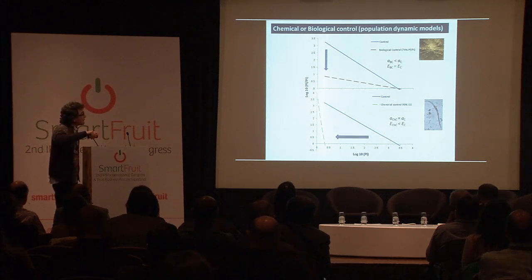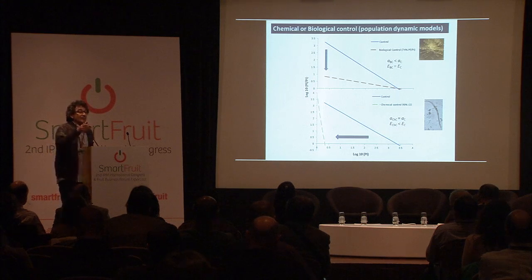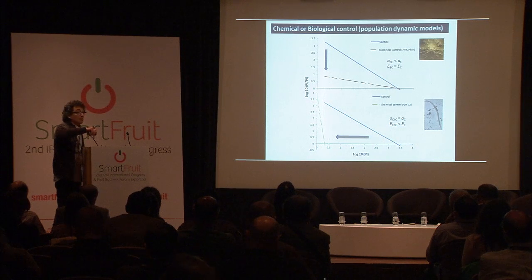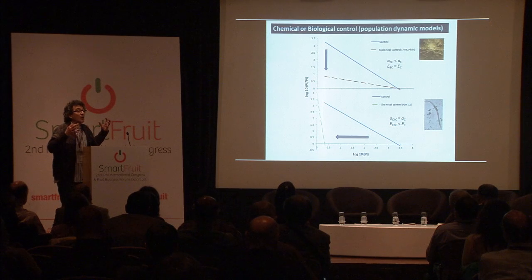When you use control methods that act on the young nematodes in the soil, you reduce the initial population density, which doesn't change the maximum rate of multiplication, but it does change the balance density.